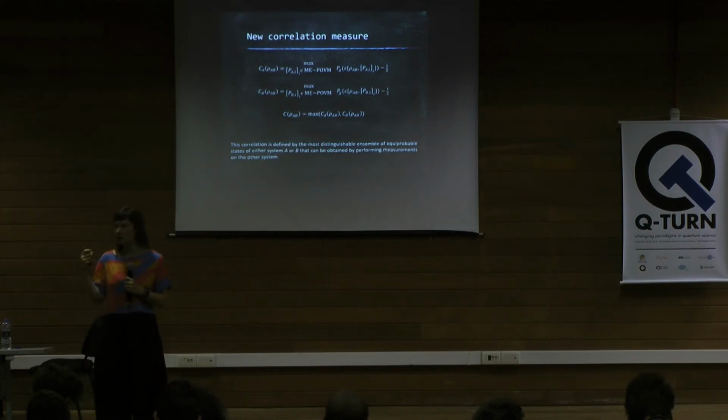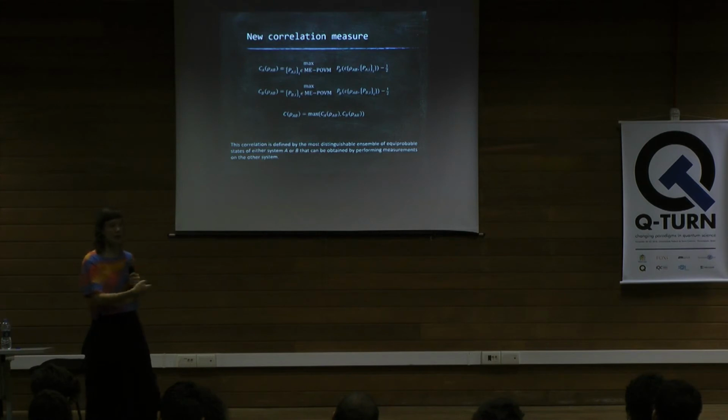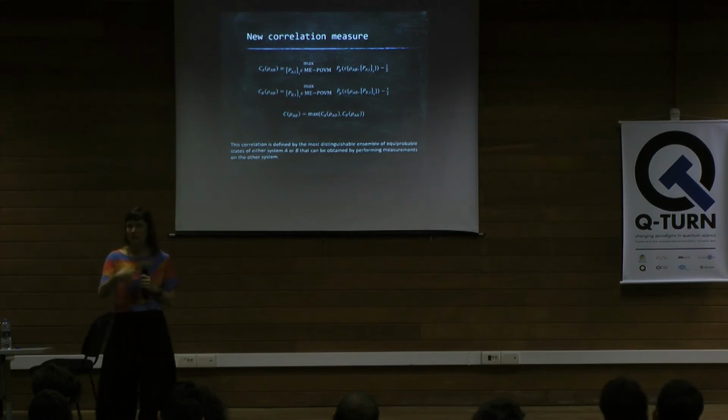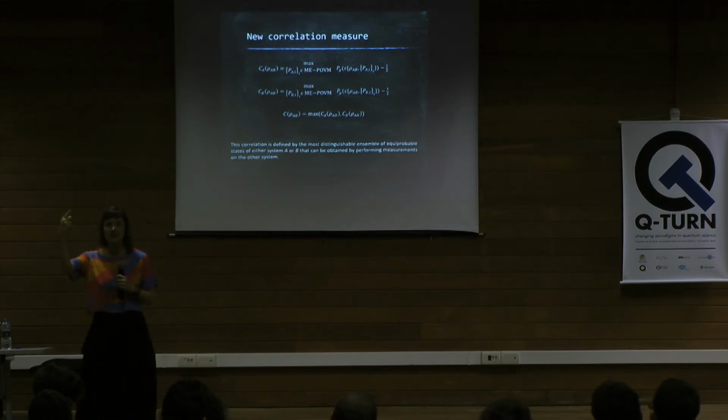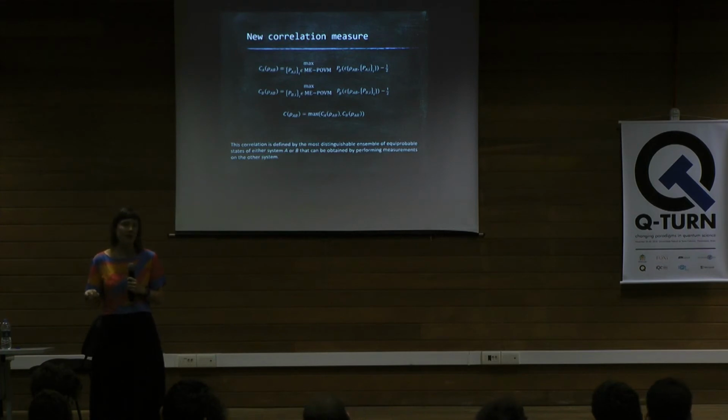So we are not just looking at all the sets of measurements that we can do, but we are constrained to the maximally entropic POVMs. So we are guaranteeing that the states appearing in the ensemble have the same probability. And why are we doing this? Because if we define this quantity like this, it satisfies all these properties, and then we can call it a correlation measure, okay?